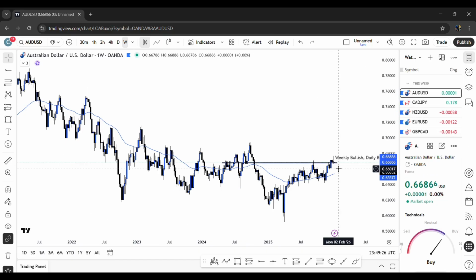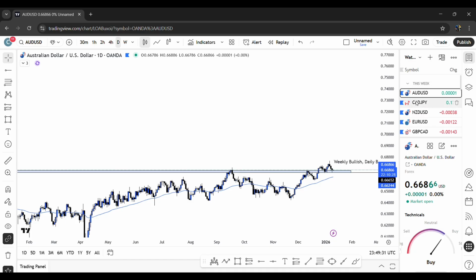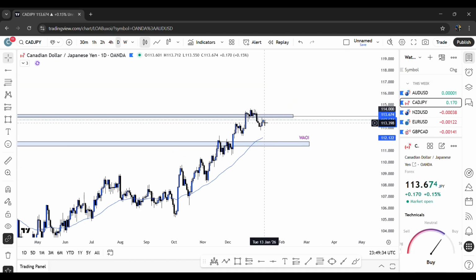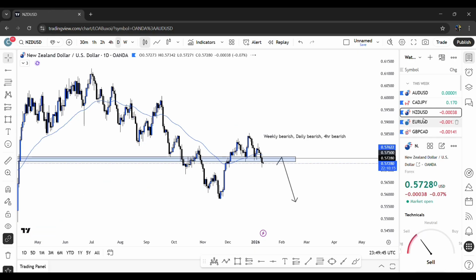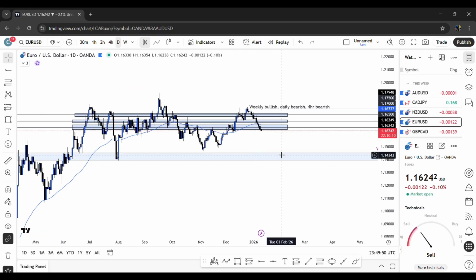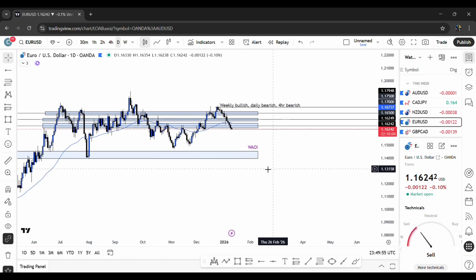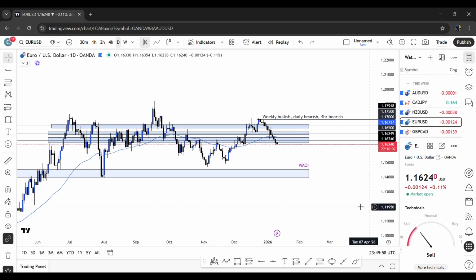So same as, sorry, not the AUD USD, CAD JPY. We're looking for sells at the moment, but as soon as it's about to reach the weekly area of interest, we should exit our trade. So that's the same case with Euro USD. We are looking for sells at the moment, and before it reaches the weekly area of interest, we should exit this trade and look for potential buys from this area of interest.